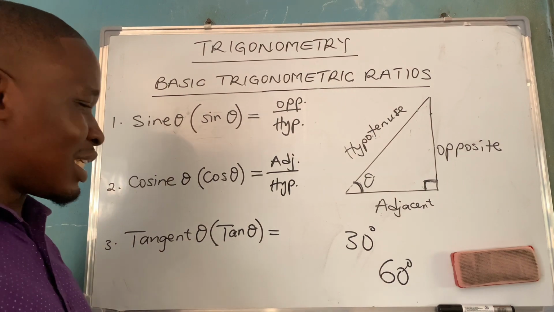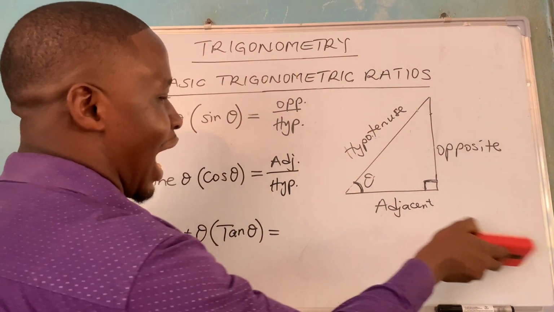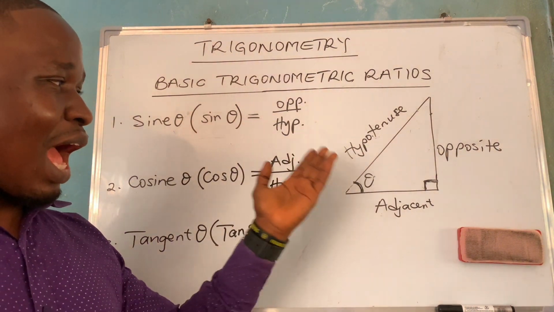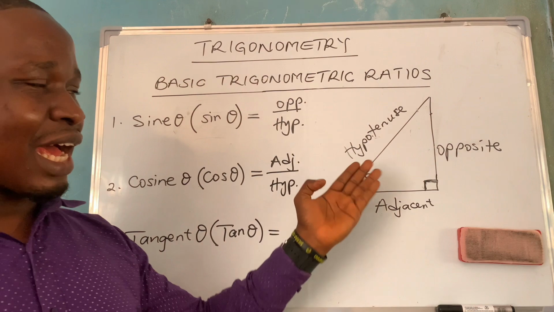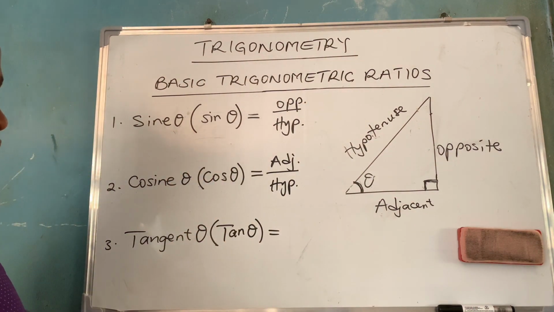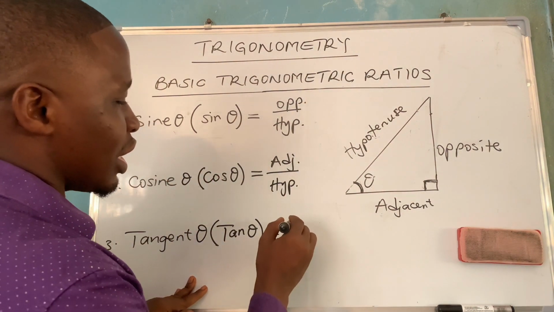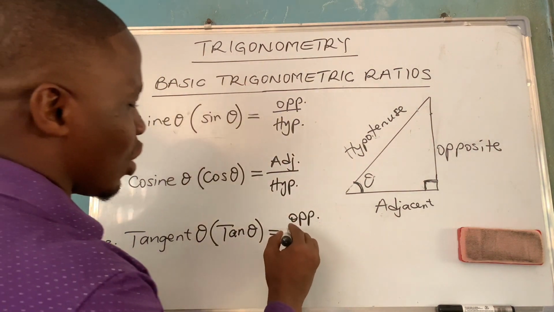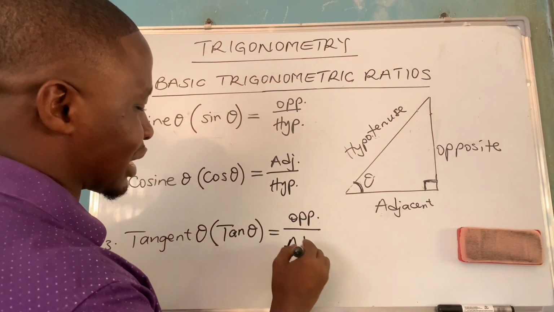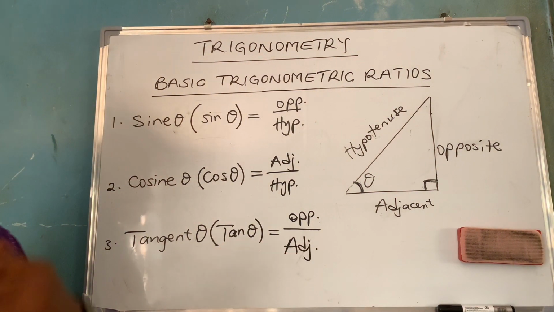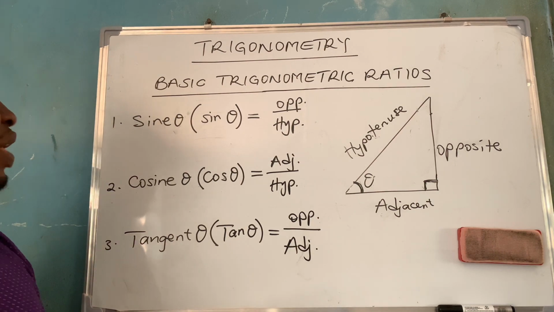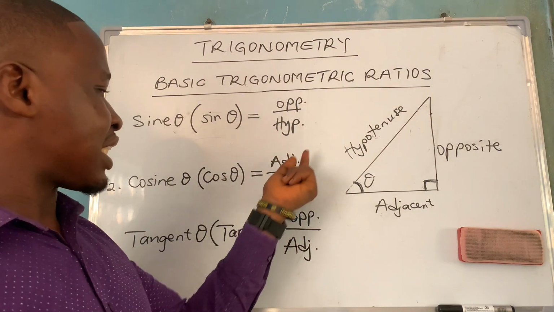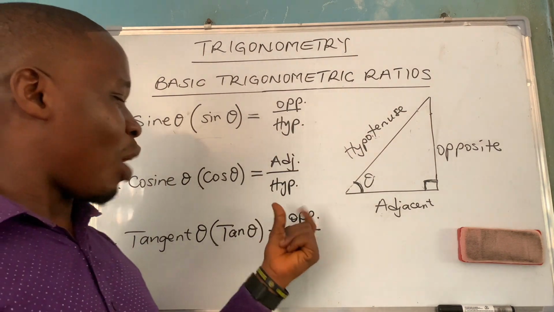Now we come to tangent. The tangent of any angle, regardless of the given angle, be it 30 degrees, 70 degrees, theta, or alpha, is equal to the opposite side of that right angle triangle with the given angle over the adjacent side of that particular right angle triangle again. So in summary, sine theta is opposite over hypotenuse, cos theta is adjacent over hypotenuse, tan theta is opposite over adjacent.